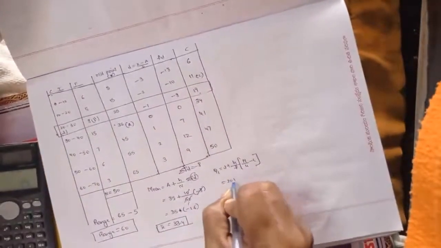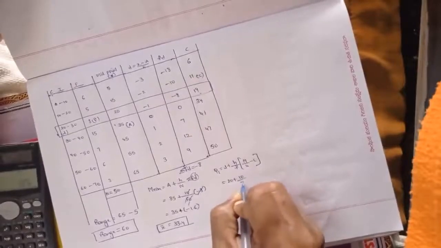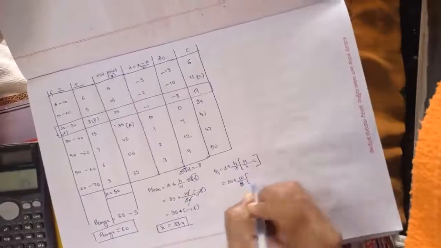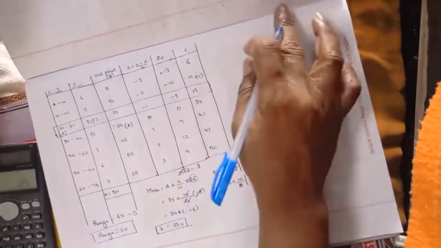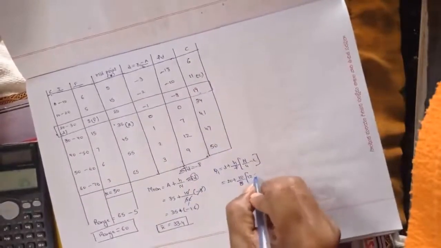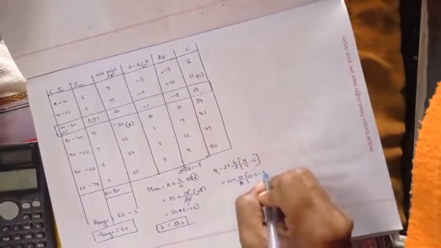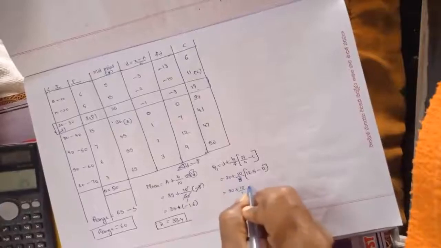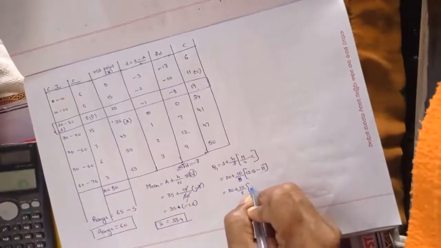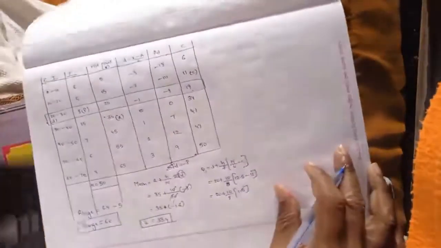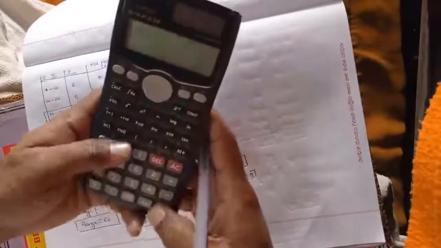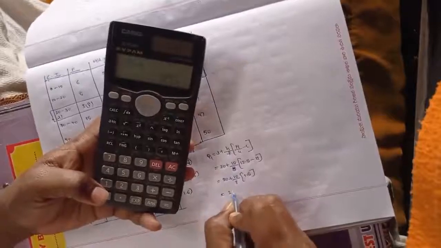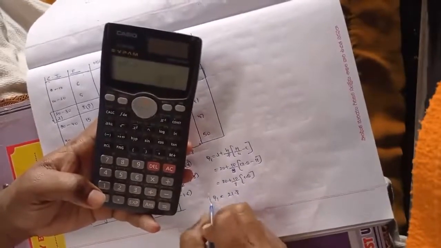L is equal to 20, plus h 10 by f, the frequency, is 8. N by 4 we got as 12.5, so 12.5 minus the cumulative frequency 11 is 1.5. Now solve it: 15 divided by 8 is 1.8. So we get a solution of 21.8. It is Q1. So we have solved for Q1.